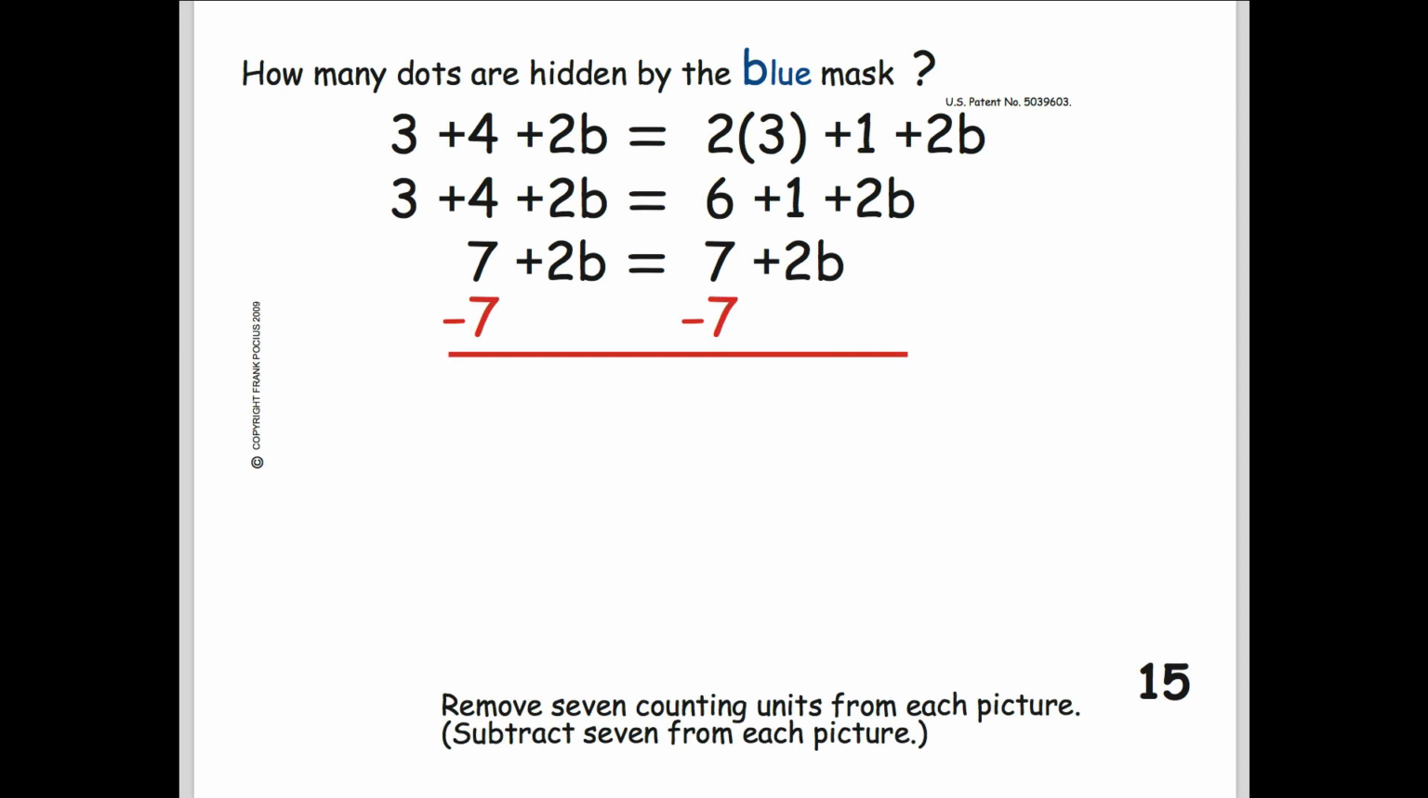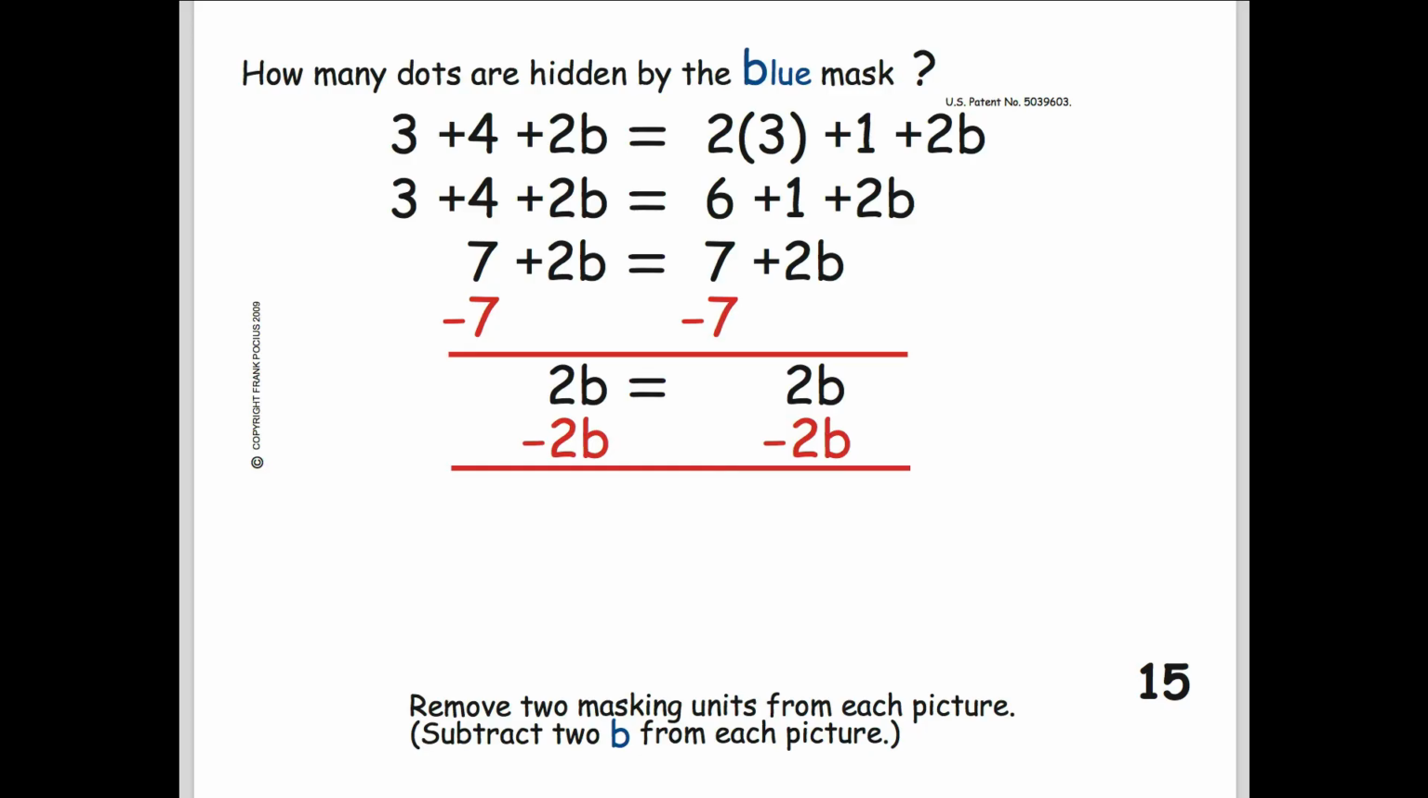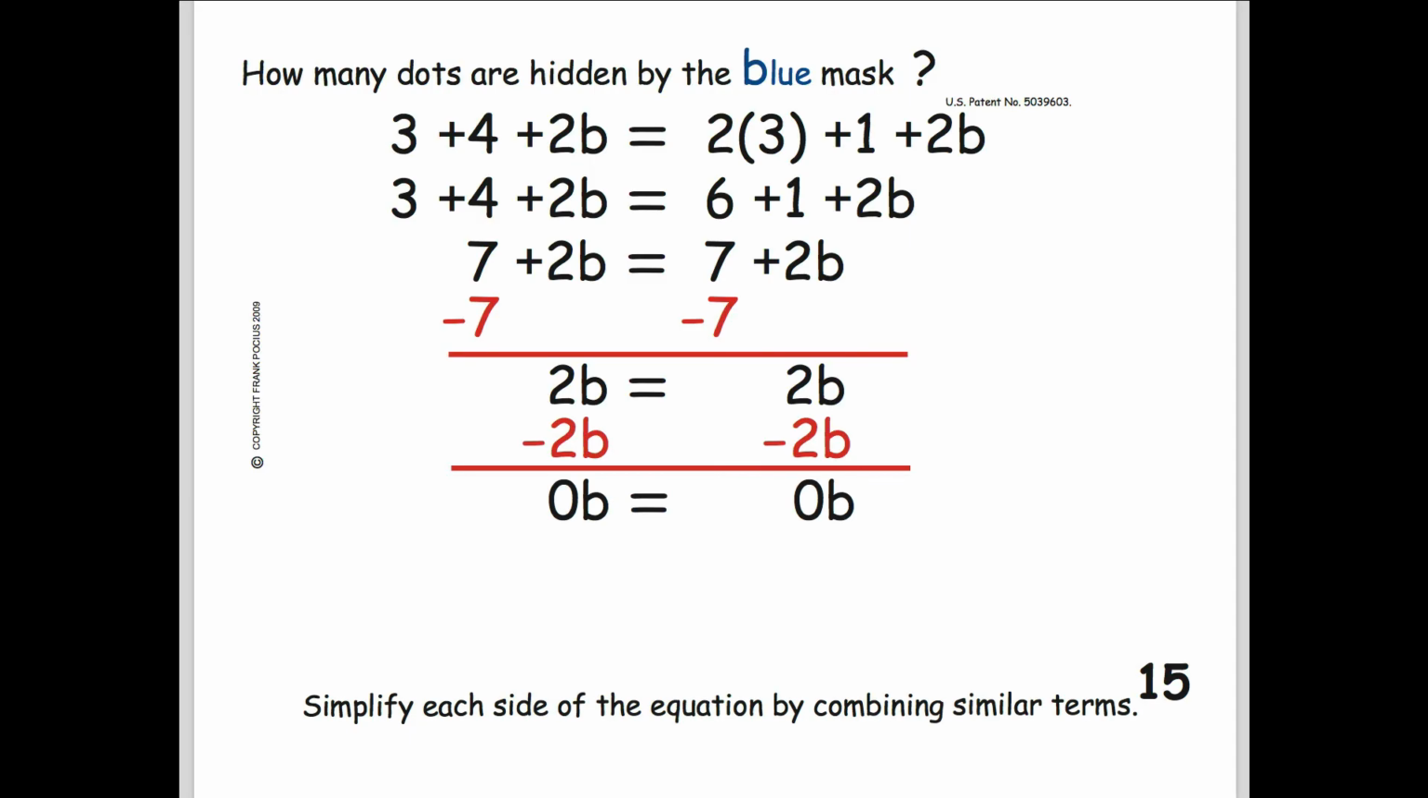Remove 7 counting units from each picture. Subtract 7 from each picture. Simplify each side of the equation by combining similar terms. Remove 2 masking units from each picture. Subtract 2b from each picture. Simplify each side of the equation by combining similar terms.